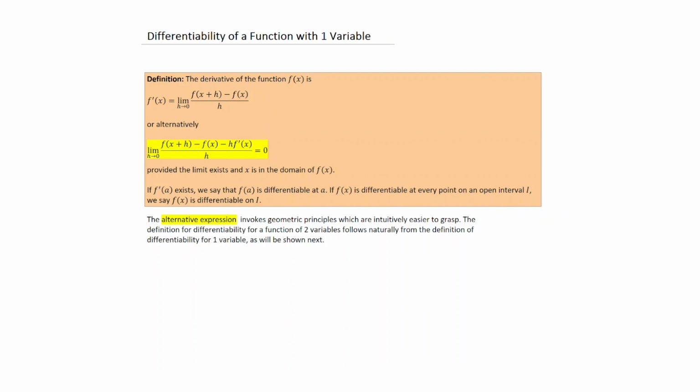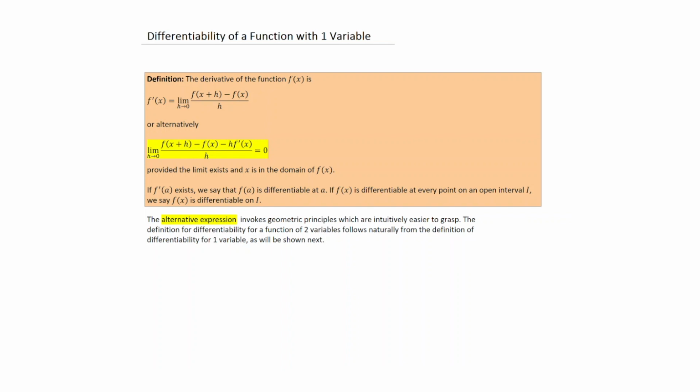Right, so this can be done provided the limit exists and x is in the domain of f as a function of x. If f prime a exists, we say that f of a is differentiable at a. If f of x is differentiable at every point on an open interval I, we say f of x is differentiable on I. You'd have to test out every point to be able to make that assertion.